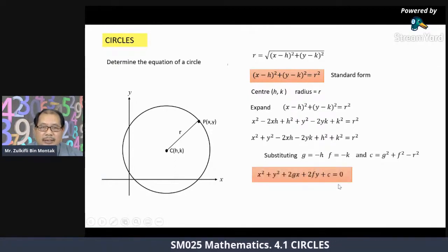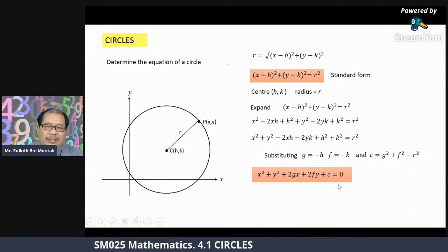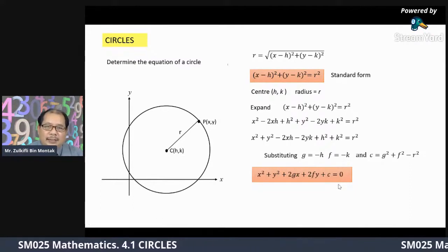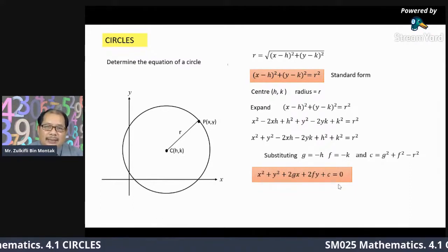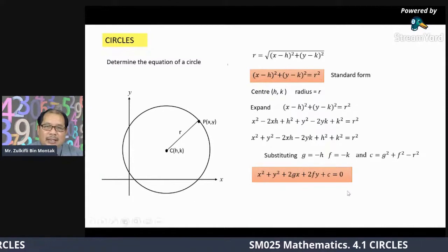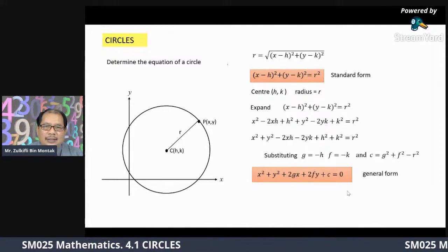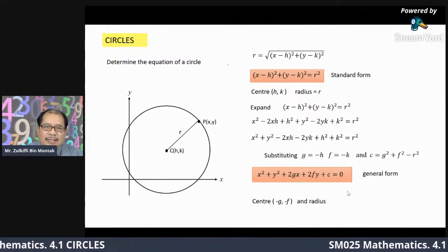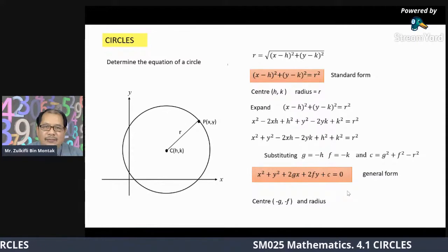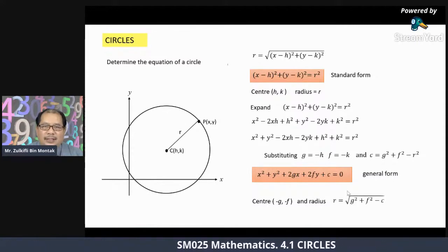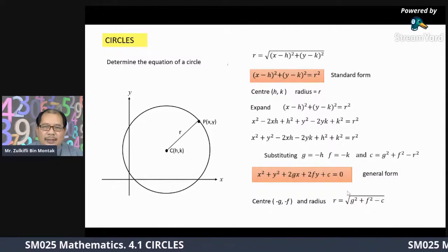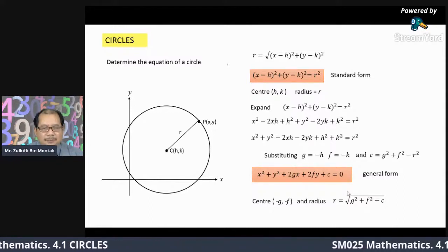Now we get another equation, x square plus y square plus 2gx plus 2fy plus c equal to 0. This is what is known as the general form for the circle, with the center (negative g, negative f) and the radius equal to square root of g square plus f square minus c.